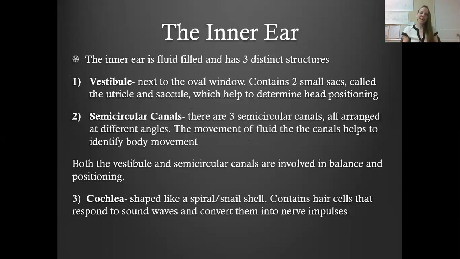Then we get to the inner ear. The inner ear has 3 distinct structures: the vestibule, the semicircular canals, and the cochlea. The vestibule is 2 little sacs right next to the oval window. Those 2 little sacs are called the utricle and saccule. They help determine head positioning. So like if your head is tilted, for example.